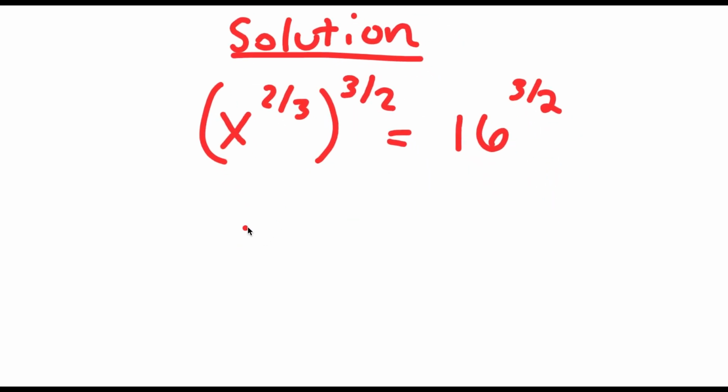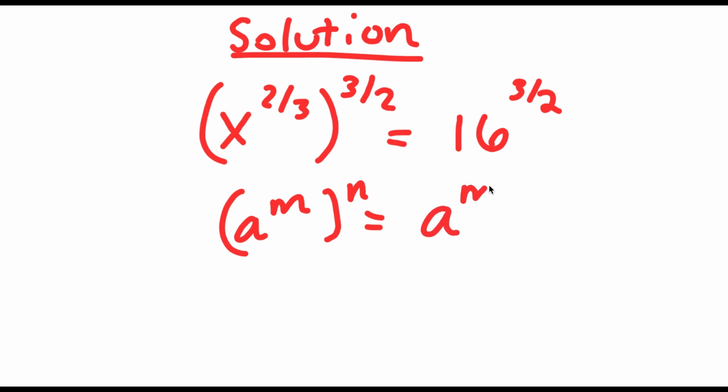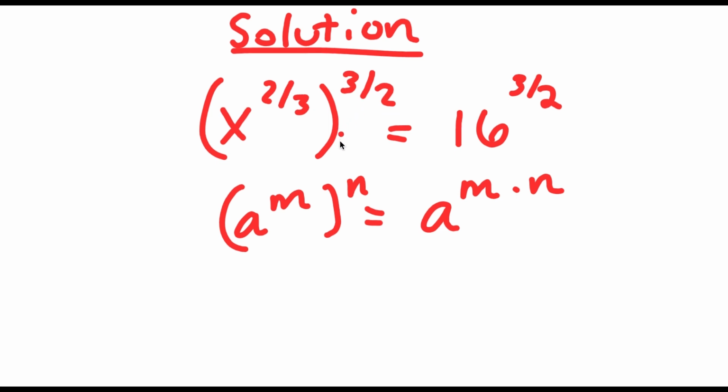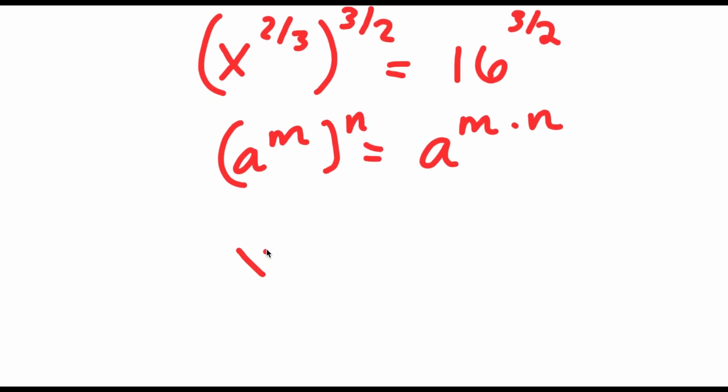Now, if I have something in the form (a to the power of m) to the power of n, this is the same thing as a to the power of m times n. So (x to the power of 2/3) to the power of 3/2, that's going to equal x to the power of 2/3 times 3/2.